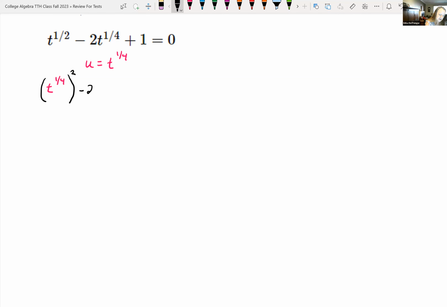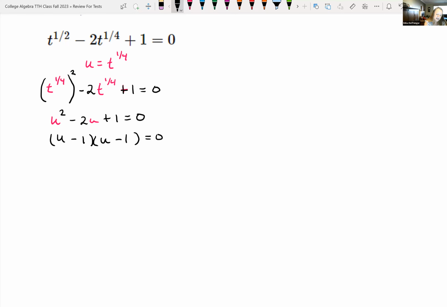So minus 2t to the 1/4 plus 1 is equal to 0. Now let's replace t to the 1/4 with u. So we have u squared minus 2u plus 1 is equal to 0. I would see if it's factorable, which it is. There are two numbers that multiply to give you a positive 1 and add to give you a negative 2, which is -1 and -1.